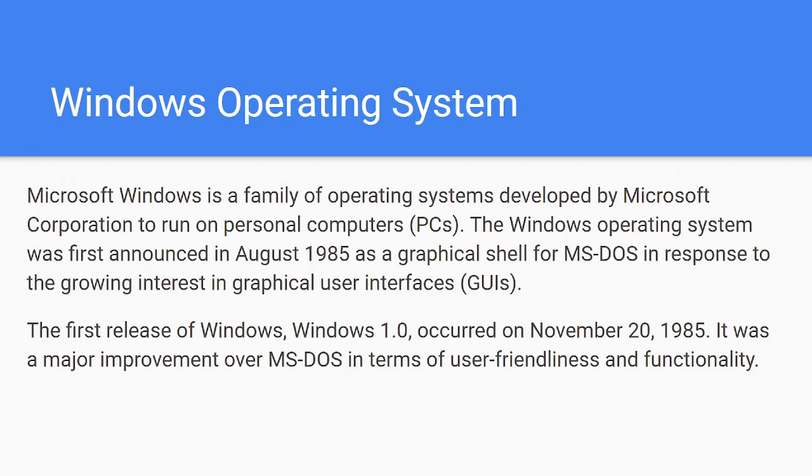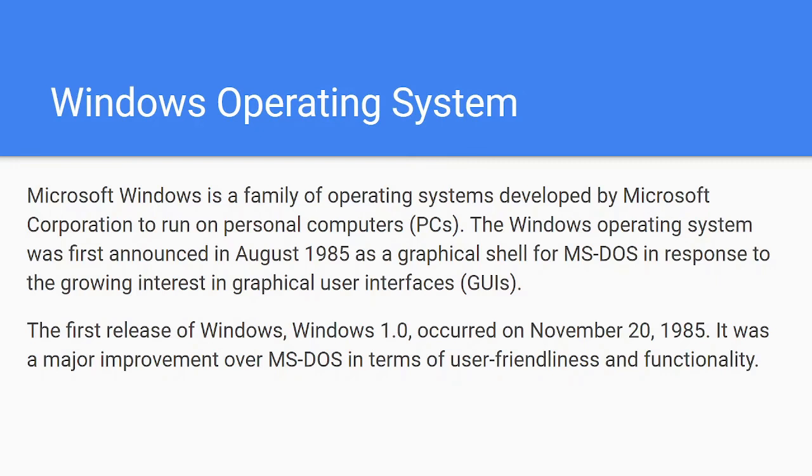Alright, so let's go to the Windows operating system. Microsoft Windows is a family of operating systems developed by the Microsoft Corporation to run personal computers called PCs. The Windows operating system was first announced in August 1985 as a graphical shell for MS-DOS in response to the growing interest in graphical user interfaces. The first release, Windows 1.0, occurred on November 20th, 1985. Wow, a long time ago.